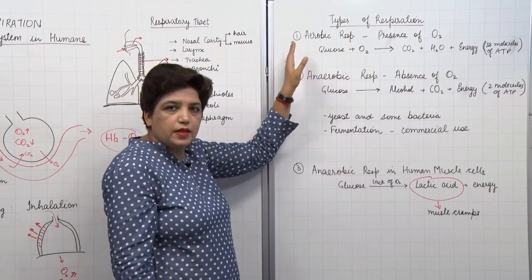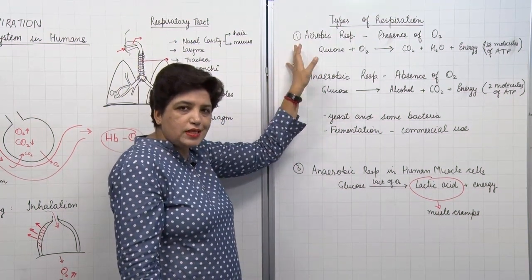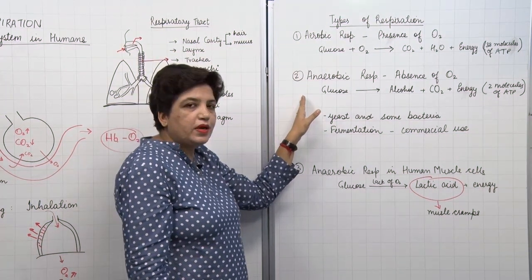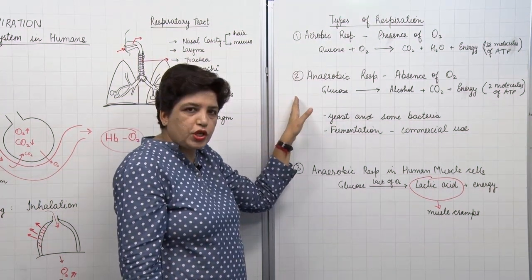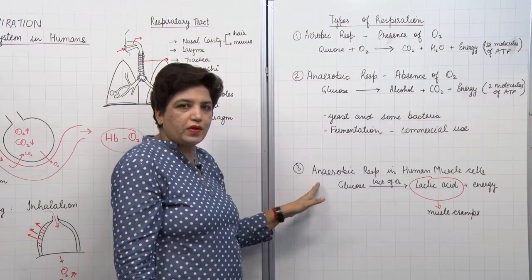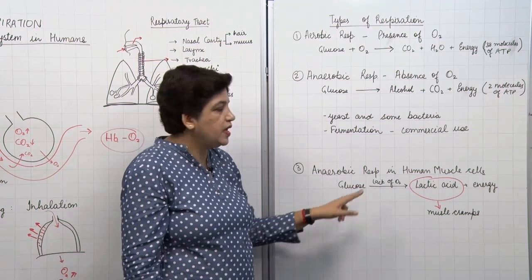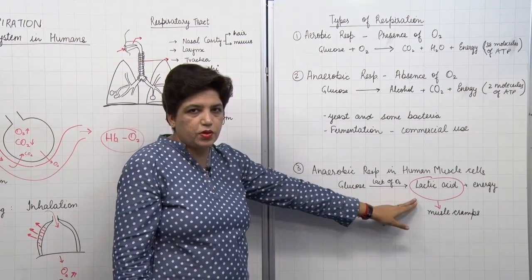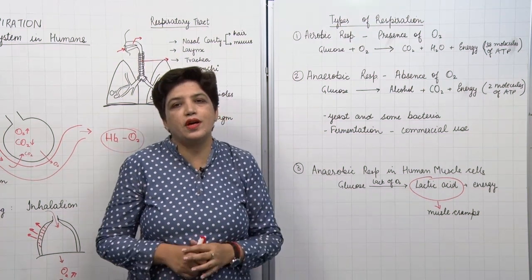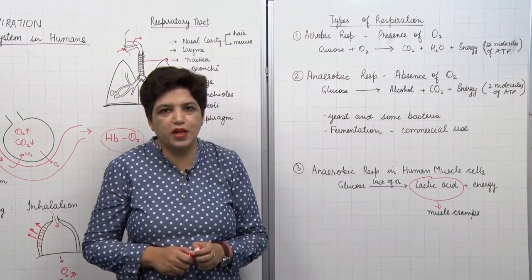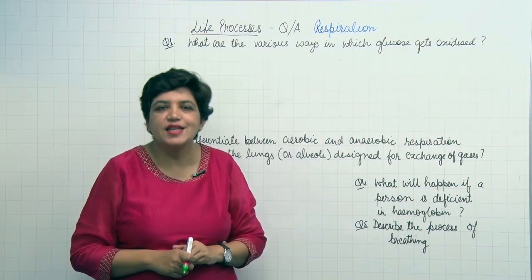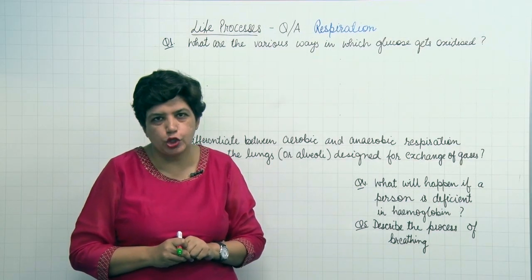So we can just revise. Aerobic respiration is in the presence of oxygen in all the cells of humans. Anaerobic respiration is in the absence of oxygen. Sometimes anaerobic respiration occurs in human muscle cells, in which lactic acid is produced. So that's all for our life process, that is respiration. Students, the next topic is respiration.